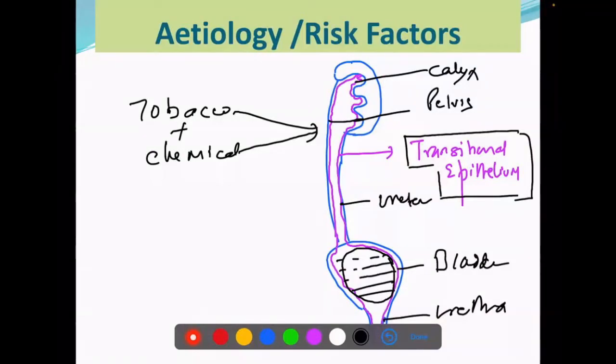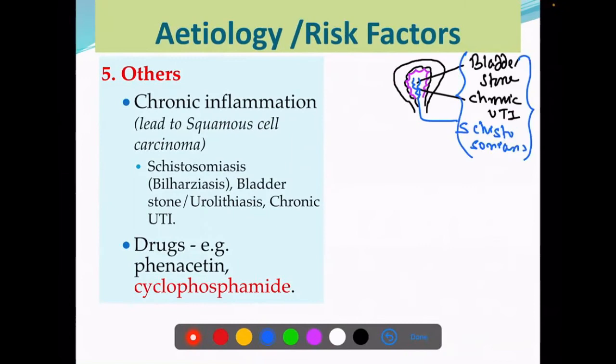The risk factors for transitional cell carcinoma in the pelvis, ureter, bladder or urethra are the same. The only difference is the bladder has a higher chance of getting it than other parts. Okay. See, these factors lead to chronic inflammation in the bladder. So as you know, the bladder is lined by transitional epithelium. Okay. Epithelium.